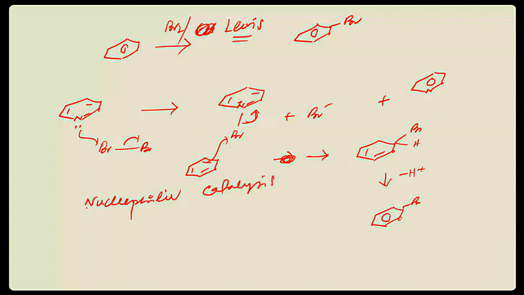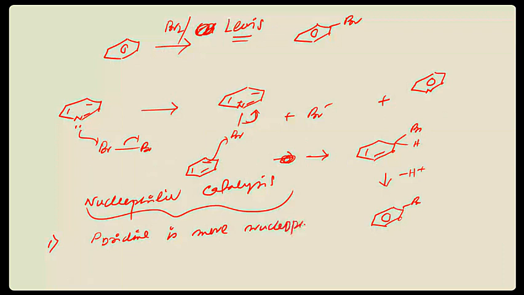Here, two beautiful things already happened. Let us identify them. One thing: why does pyridine act as a nucleophilic catalyst here? Because of two things. Number one is that pyridine is more nucleophilic than benzene because of its lone pair. That's why the first reaction took place on bromine. Pyridine is more nucleophilic than benzene. Why?